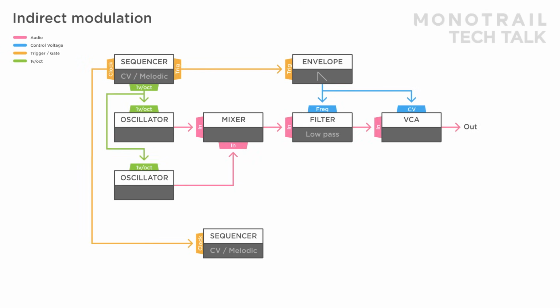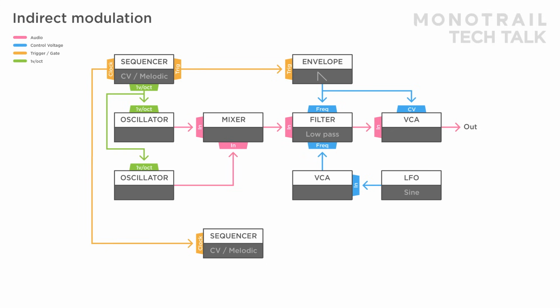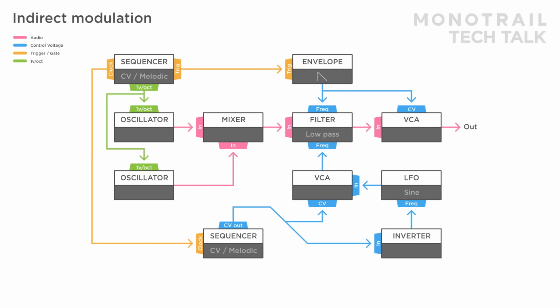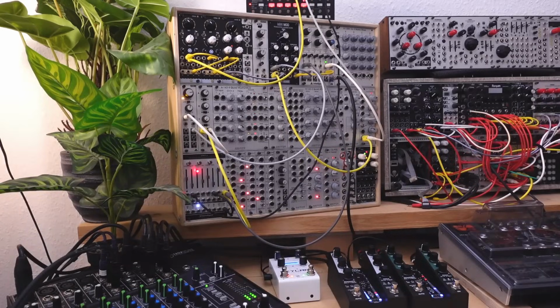Here's another example with the same voice. This time an LFO is sent through a VCA before modulating the filter. The modulation sequence is used to modulate that VCA, controlling the depth of modulation. Of course, you can combine indirect with direct modulation. Here, a copy of the modulation sequence is inverted and modulating the frequency of the LFO. This means an increased modulation depth results in a slower LFO.